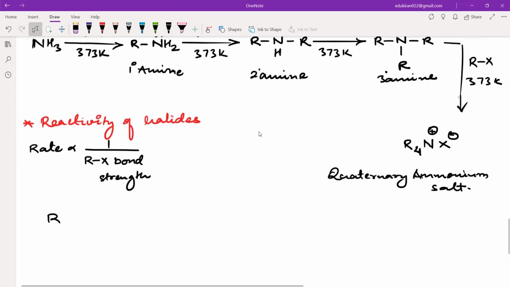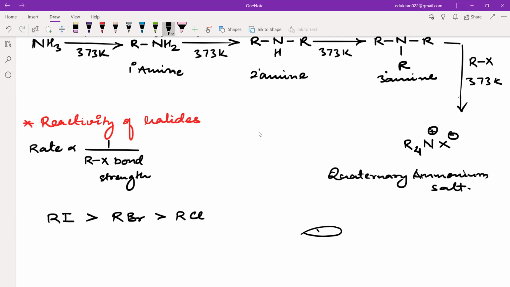So we'll have the order such as RI will be most reactive, followed by RBr, followed by RCl. And RF does not give the ammonolysis reaction very easily because the RF bond is strong. Fluorine is in the second period, carbon is also in the second period, and the overlapping between those two orbitals is going to be very effective between fluorine and carbon. That is why ammonia is not able to replace fluorine very easily. Fluorine is always a bad leaving group.